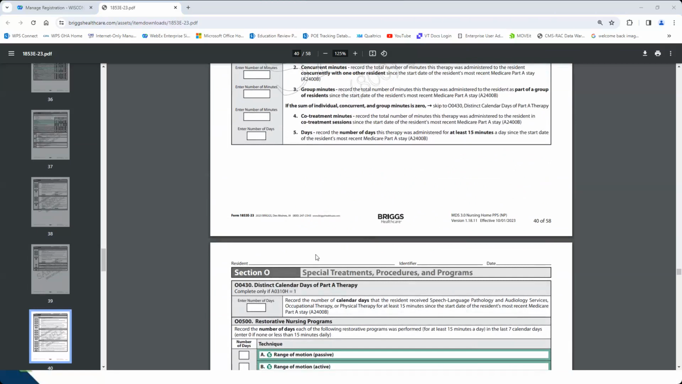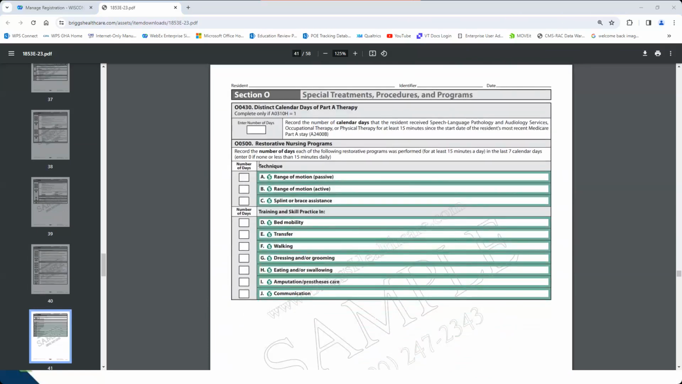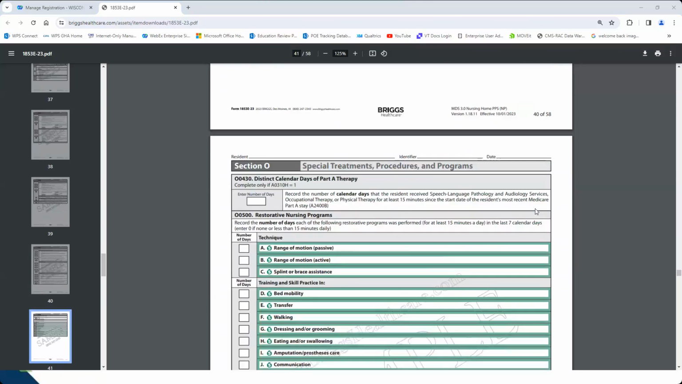All right. So that, again, here are those restorative nursing program. That's kind of the last part. If they're in a restorative nursing program, we're going to expect to see that documentation in your overall documentation as well.